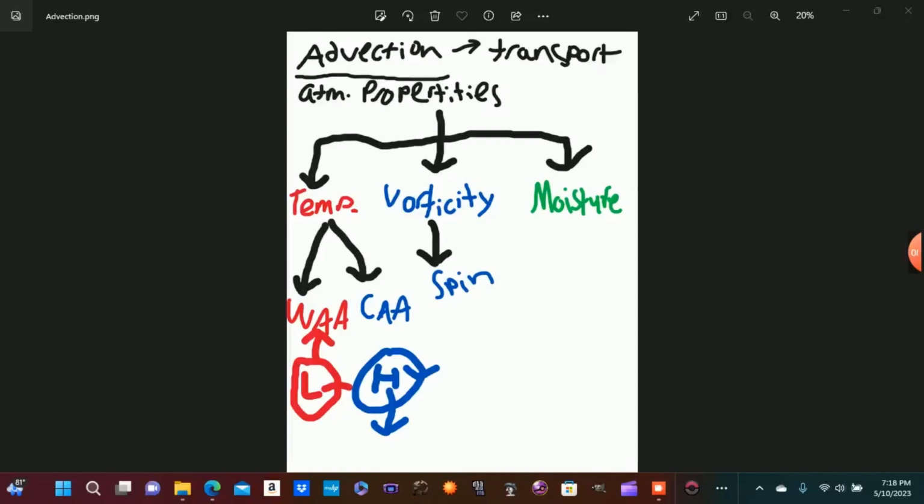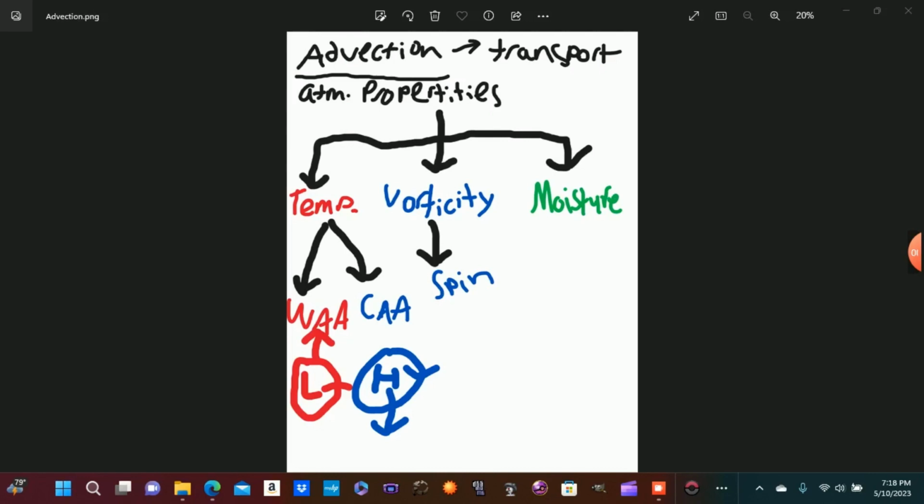The next source for lift is temperature and vorticity advection. These terms might sound fancy and complicated, but I'll break these down for you. First, let's define the term advection. Advection is simply the transport of a given atmospheric property from higher to lower quantity. There are three main properties that we associate with advection, and those are temperature, vorticity, and moisture.